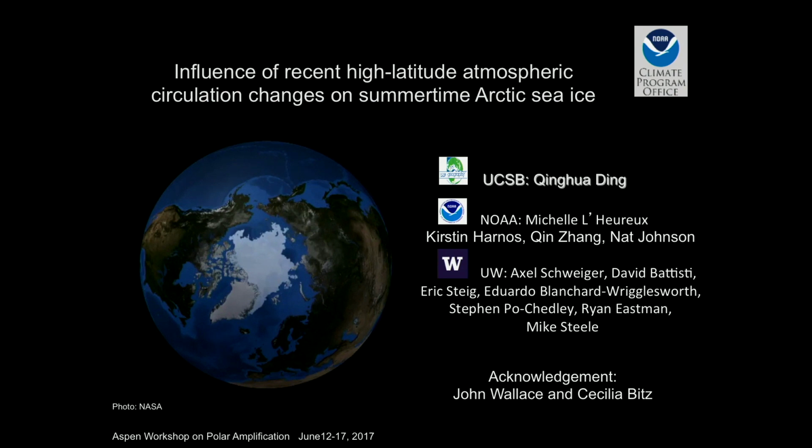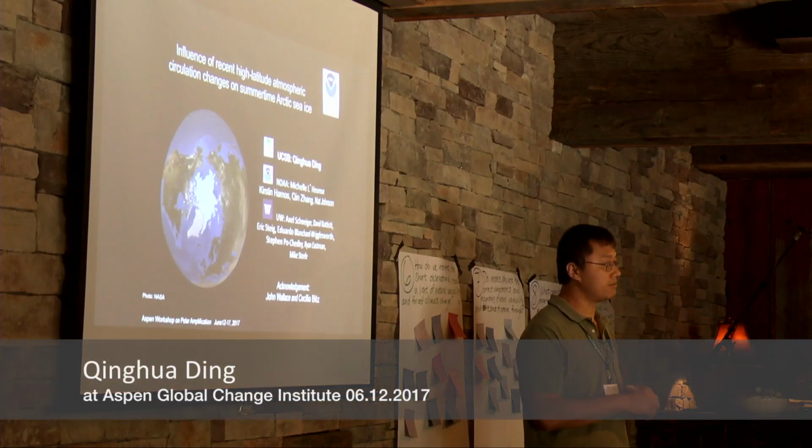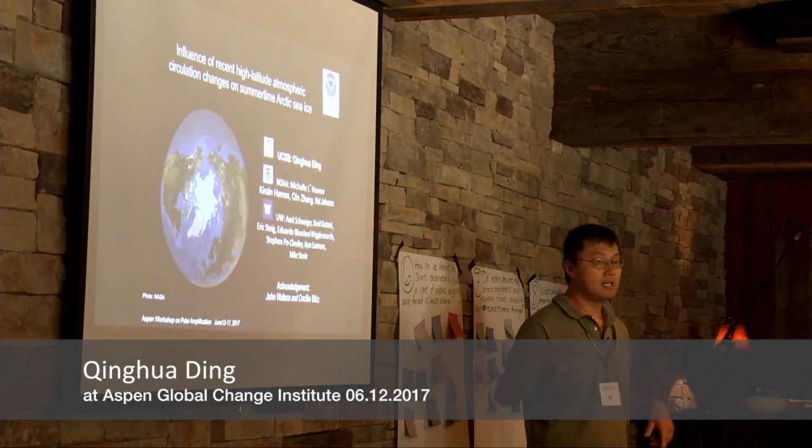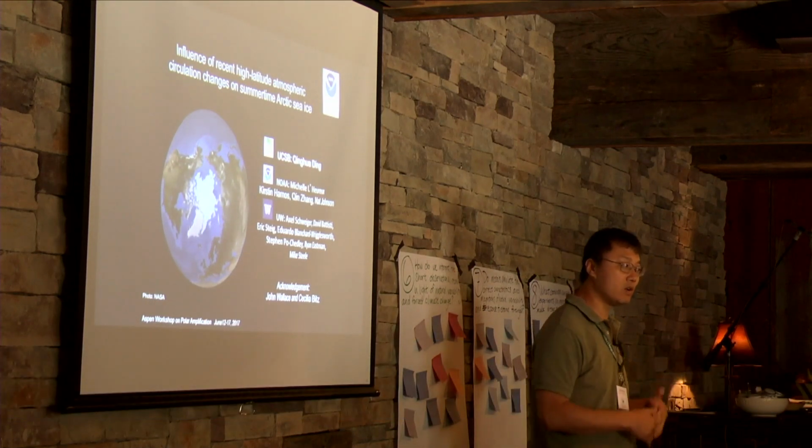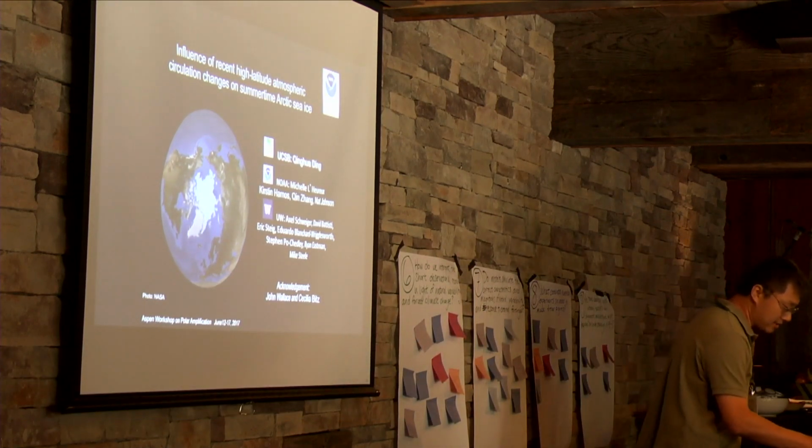The theme of this workshop is to discuss interaction. But here I want to argue that the amplification effect is probably seasonal dependent. In the summertime, it's more like atmospheric circulation influences the sea ice. In the other three seasons, the sea ice probably has some feedback to the atmospheric circulation. But in the summer, what I found is that the circulation has a more active role in driving the sea ice.